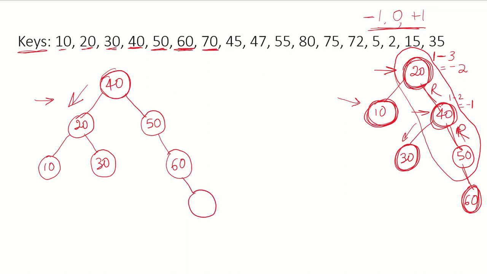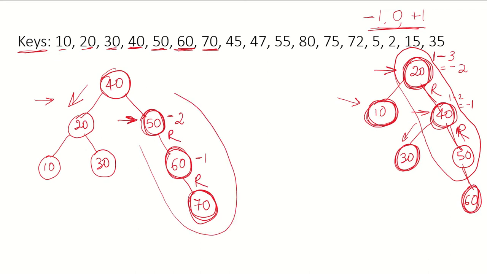70 will come as a right child of this node 60. When this happens, if you keep checking the balance factor, this node will have a balance factor of 0. This will have a balance factor of -1. This will have a balance factor of 0 minus 2, which is -2. So this becomes the critical node now. And what kind of an imbalance has been created? An RR imbalance has been created. So now again an RR rotation will be required only with these 3 nodes.